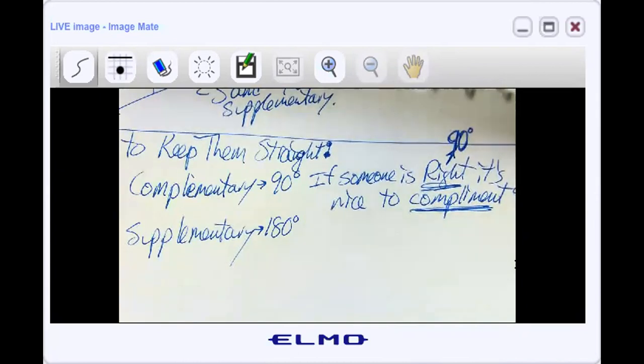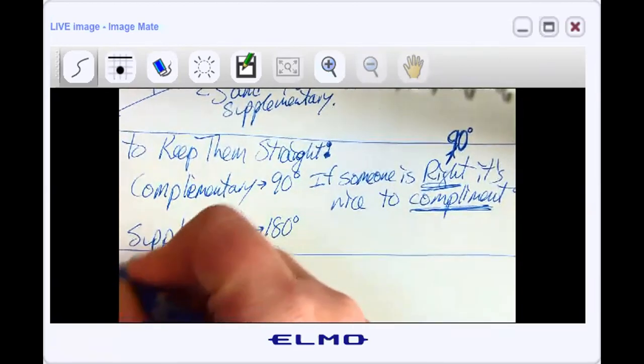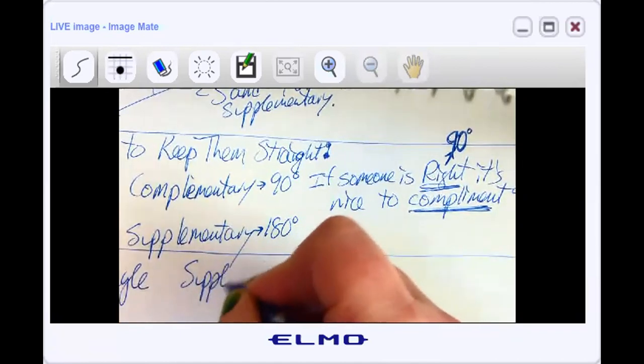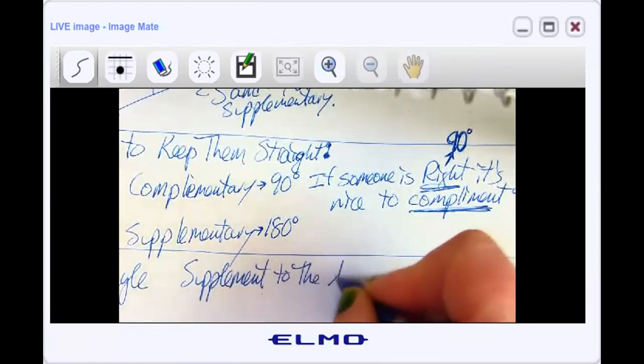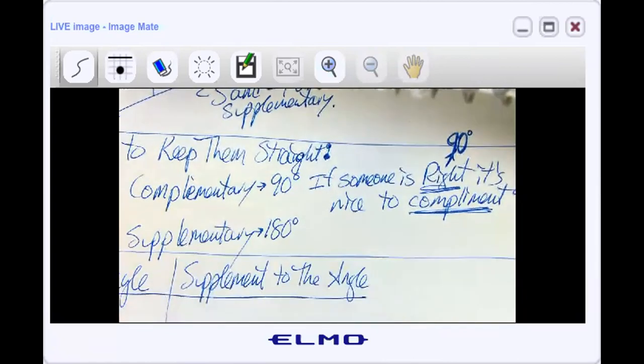Okay, so just like we did with complementary, I want to make a chart for supplementary. So I'm going to give you an angle, and then I want you to give me the supplement to that angle. All right, I'm going to give you a couple of lines.